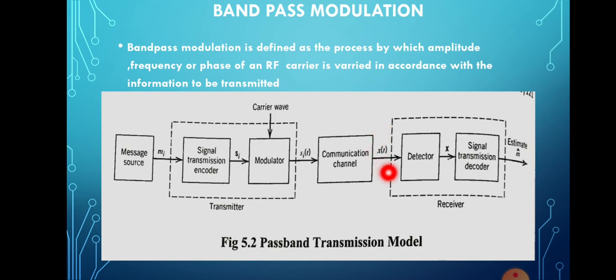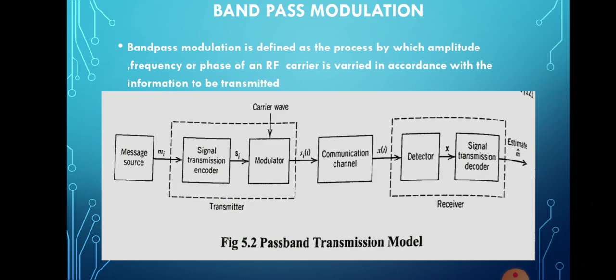Here we get x(t), which is first processed by the detector, and we obtain x, the demodulated symbol. That demodulated symbol is a coded version, so it is decoded by the decoder, and we obtain the estimate m cap. The main function of the receiver is to minimize the effect of noise on the estimate m cap. So this is the basic model of passband modulation.